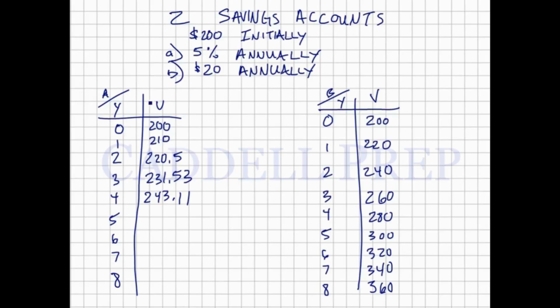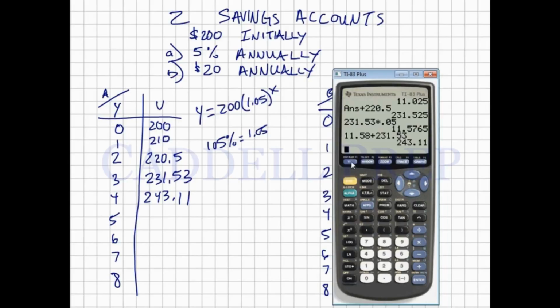But let's make an equation for this, and I'll show you. So y equals the initial value, 200. It's going to grow by 5% every year, so that'll be 105%, which is 1.05. So it'll be times 1.05 raised to the x. So let's put this in: 200 times 1.05 raised to the x. Let's look at this table. So far we match up.